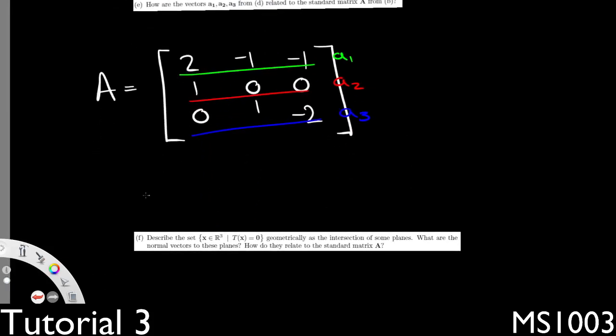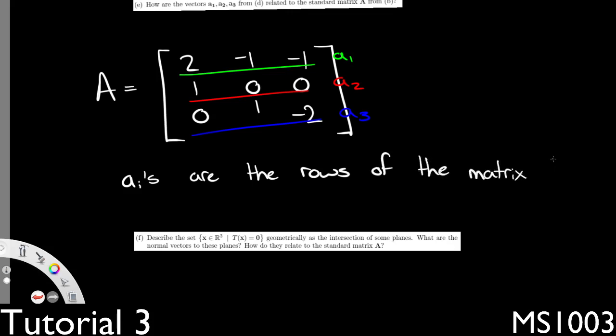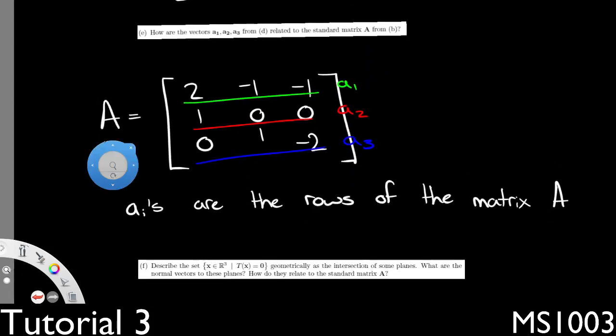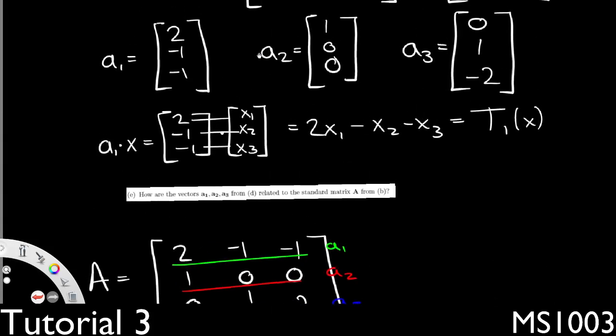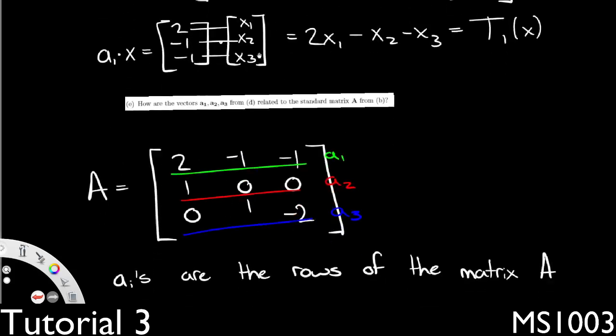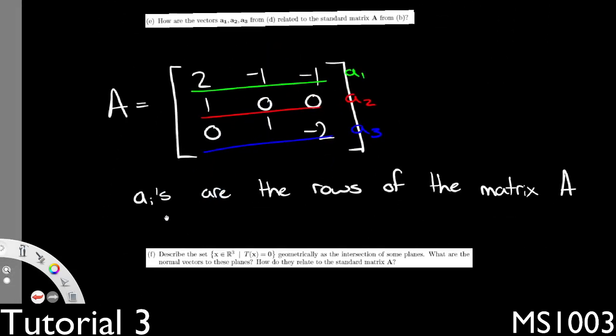So the a_i are the rows of the matrix A. So, simple part. You just have to notice this, right? Stare at your a1, a2, and a3 for long enough. Stare at your matrix A for long enough, and eventually you'll see it.